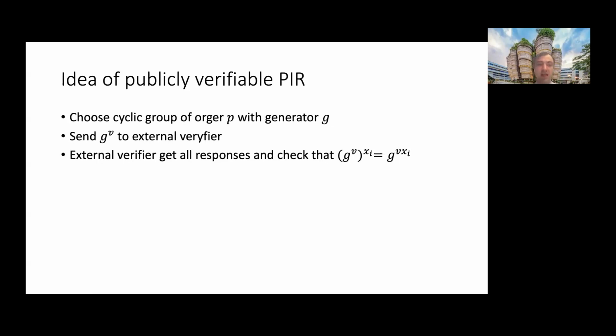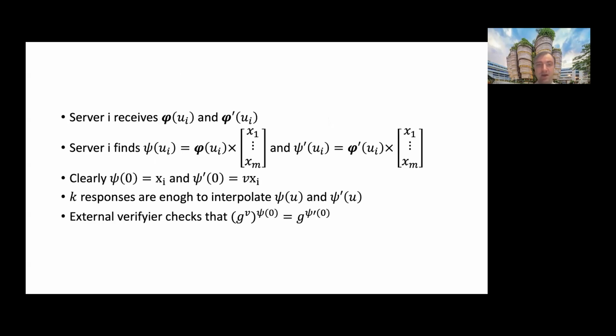In this case, anyone who has responses from the servers can check the correctness of the server algorithm execution. To do so, we choose a cyclic group of order p with generator g and send g in power v to an external verifier. The external verifier gets all responses and checks that g in power v times xi is equal to g in power v times xi. How can it be done?